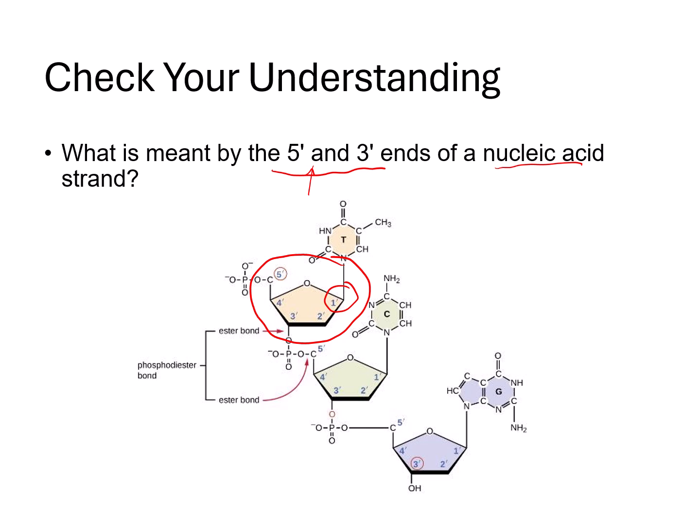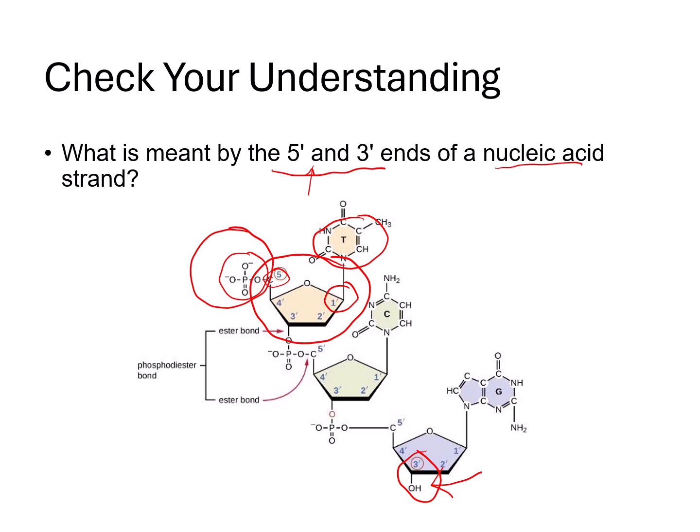Remember, 1' is the one that's attached to the nitrogenous base, and then 5' is the one that is attached to the phosphate group. So the 5' end of a strand always has a free phosphate group on the 5' carbon. On the other end, the opposite end of that DNA strand, we're always going to have a 3' end with a free hydroxyl group, that OH group, on the 3' carbon.